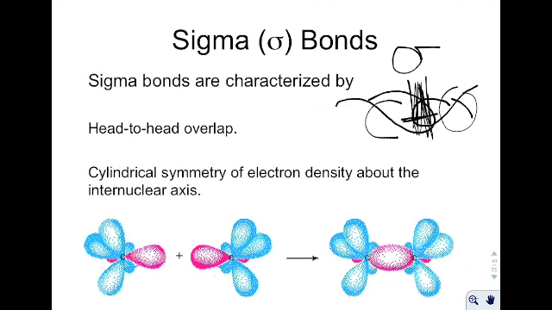So you have this cylindrical symmetry. So you can take it and you can kind of twist it, turn it, but at the same time it's stuck together as one kind of free to rotate bond.